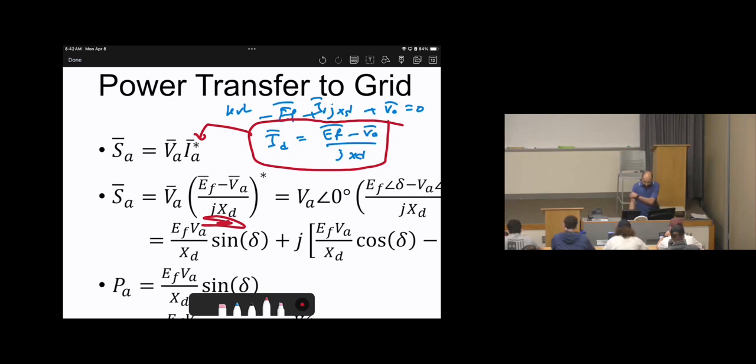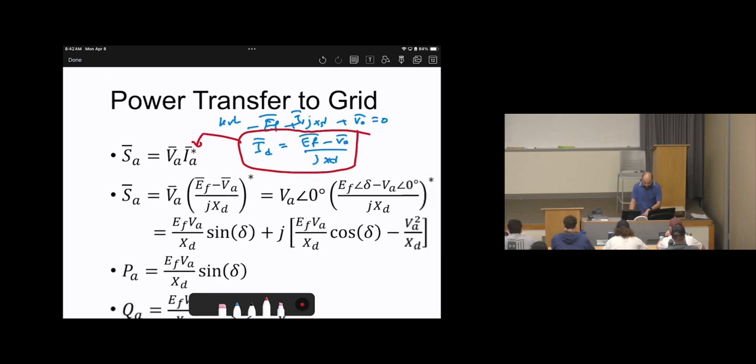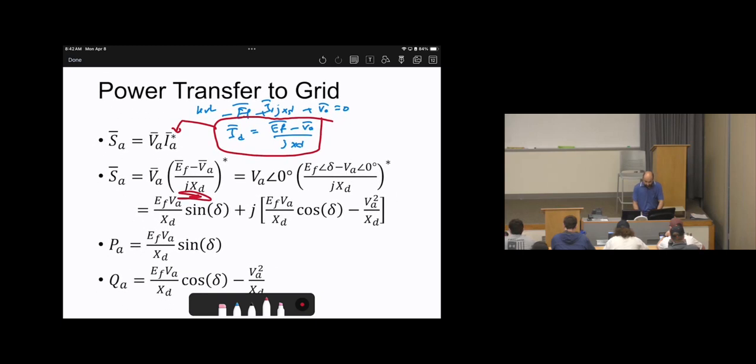So it is VA times EF minus VA over JXD, conjugated, which will make it VA angle 0 by substituting EF, which is EF angle delta. So we use angle delta for EF, minus VA angle 0. Why VA angle 0? Because we used to pick phase A as a reference. Then EF is not necessarily angle 0, it can be different, so it will be EF angle delta. So we use the simple delta.